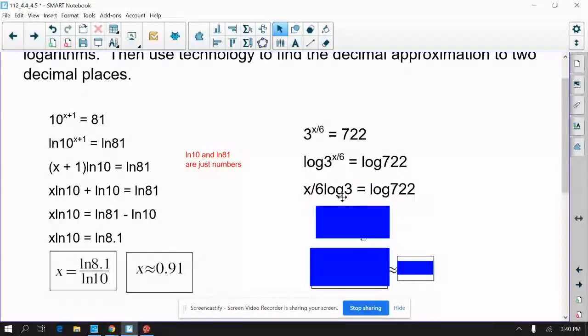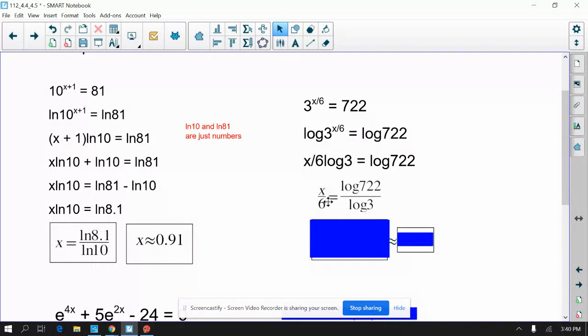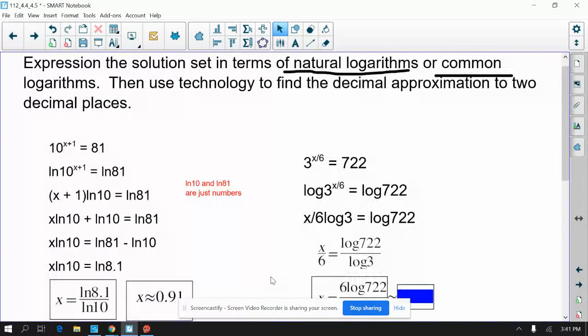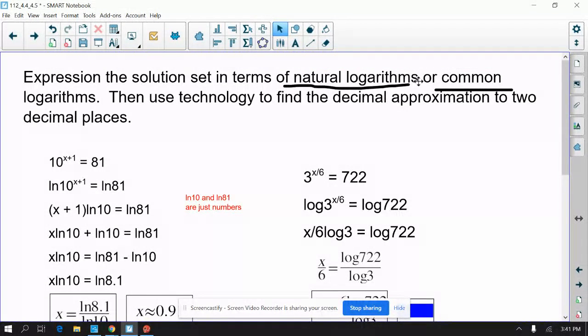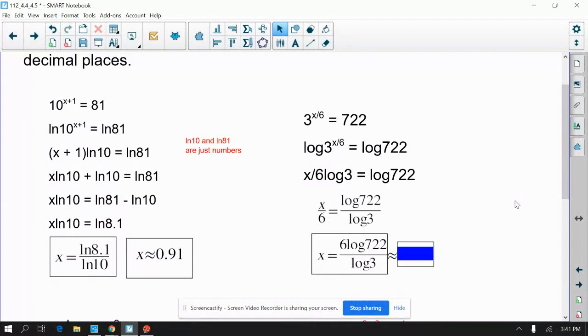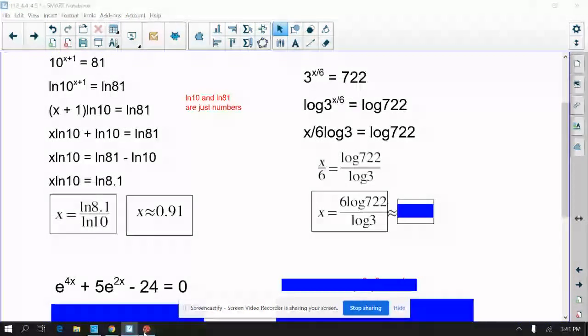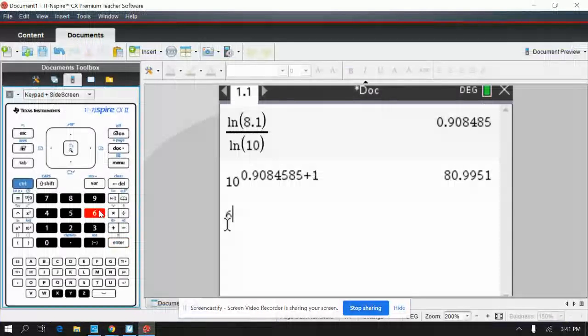And log 3 is just a number, so I could divide both sides by log 3. Solving for x, I'd have to multiply by 6. And that's it. 6 times the log of 722 divided by log of 3 is my answer. Because remember, I had to find the solution in terms of either natural logs or common logs. And then I go to my calculator to figure it out. So I got 6 times log of 722.